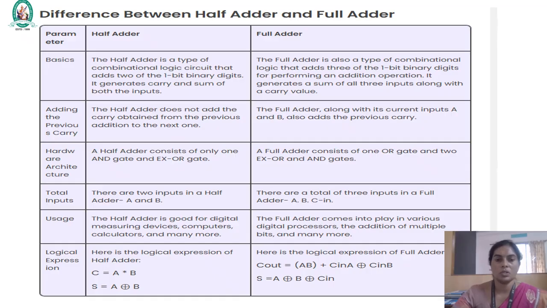The inputs for a half adder are A and B, and the inputs for a full adder are A, B and C. The half adder is used in digital measuring devices, but the full adder is used for the addition of multiple bits. These are the logical expressions of the half adder and full adder, which were explained in detail in the previous slide.